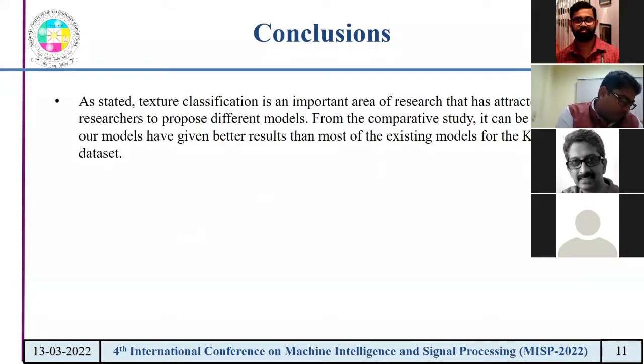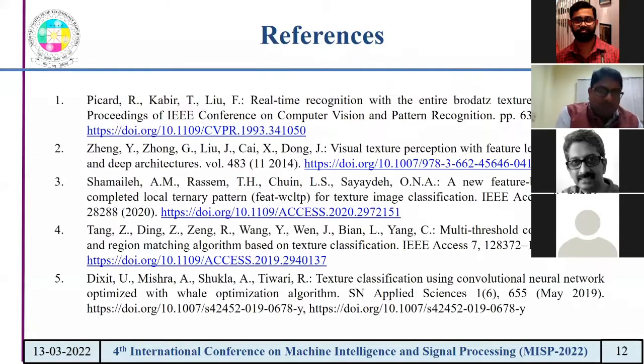So in conclusion, as stated, texture classification is an important area of research that has attracted a lot of research and models. From the comparative study, it can be seen that our models have given better results than most of the existing models for the Kilberg dataset. And these are the key references for our paper.